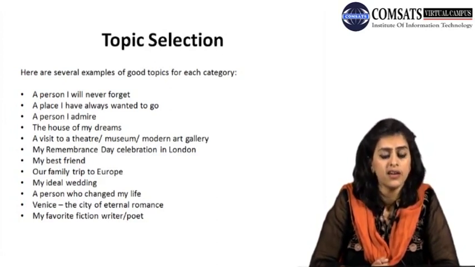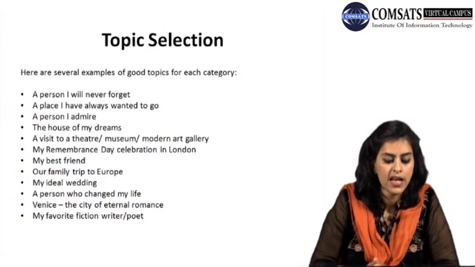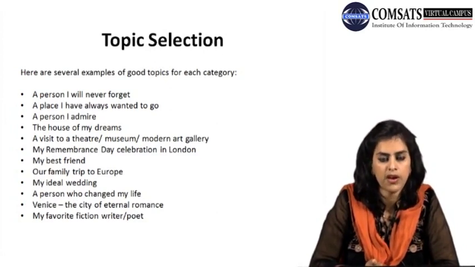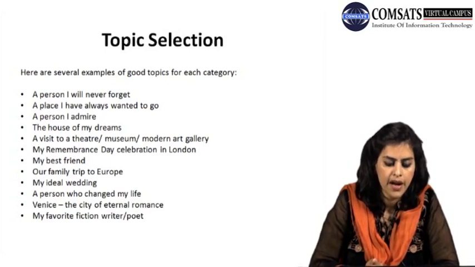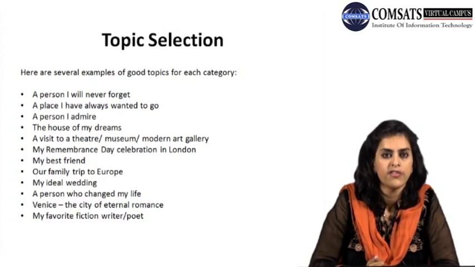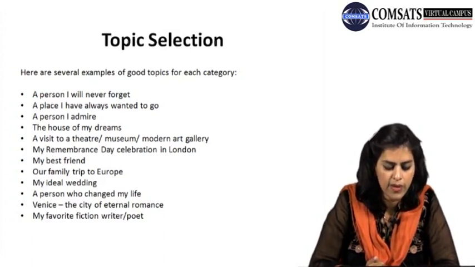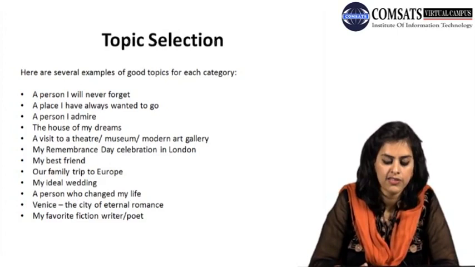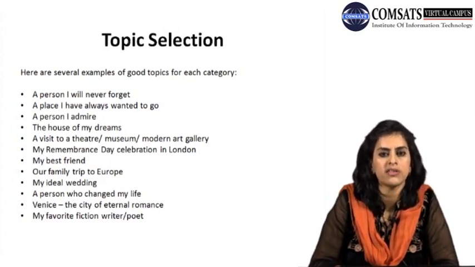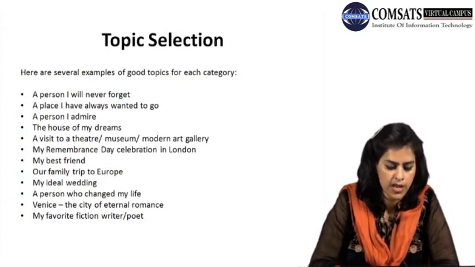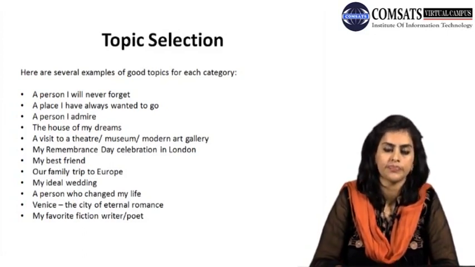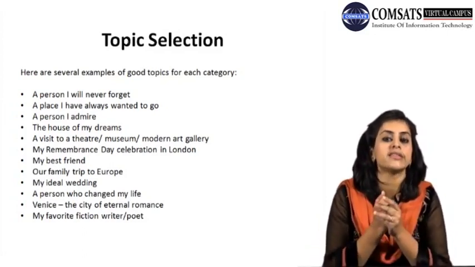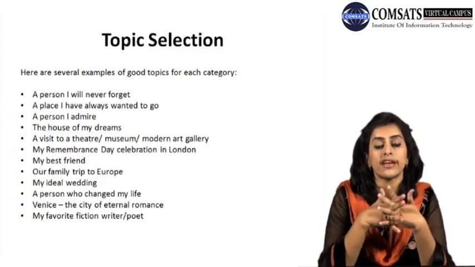A person I admire, the house of my dreams, a visit to a theatre, museum, modern art gallery, whatever you have visited, my Remembrance Day celebration in London, my best friend, or family trip to Europe, my ideal wedding, a person who changed my life, Venice, the city of eternal romance. Now if you don't know about Venice, you can also study some literature and gather information. My favorite fiction writer or poet. So this is the list of topics from which you are supposed to select one.